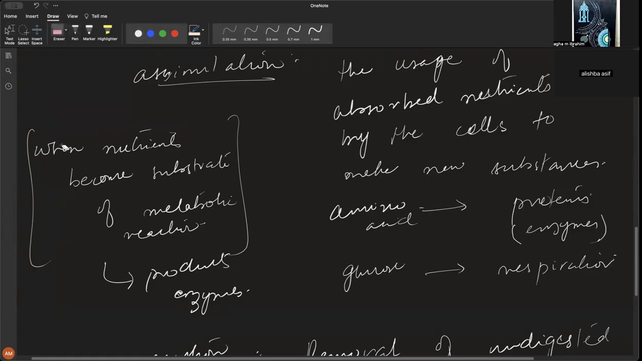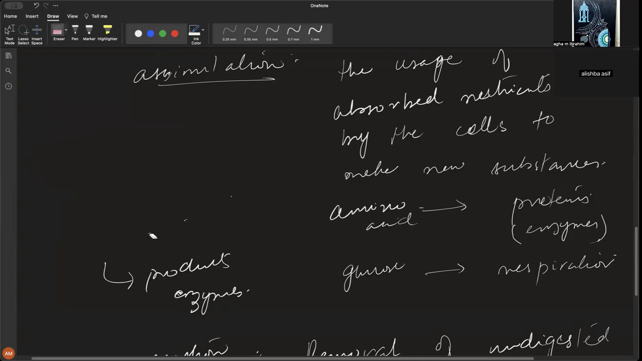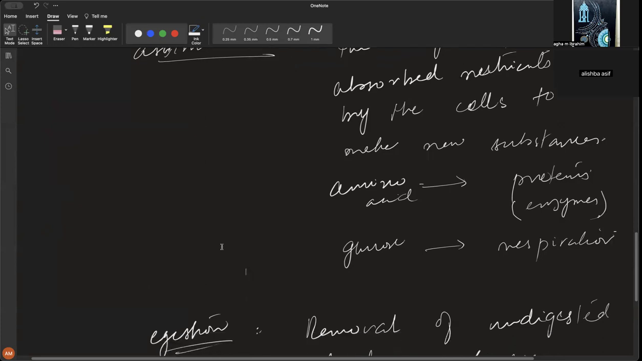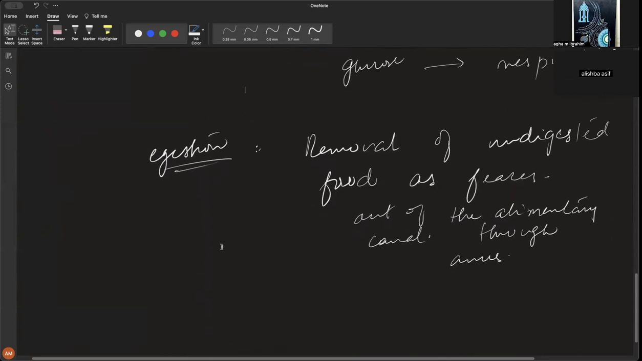You understand? Energy, which is being produced by the use of glucose, the respiration that is taking place inside the organelles of the cell. So this is assimilation. Clear? Right. Then we move on.